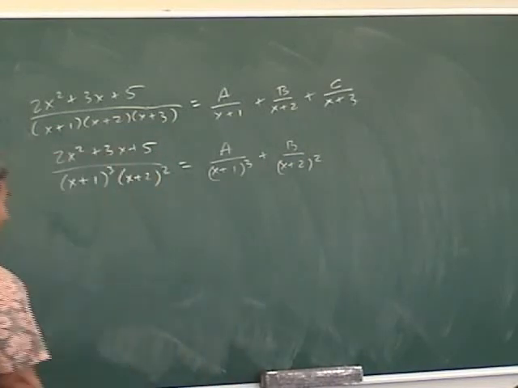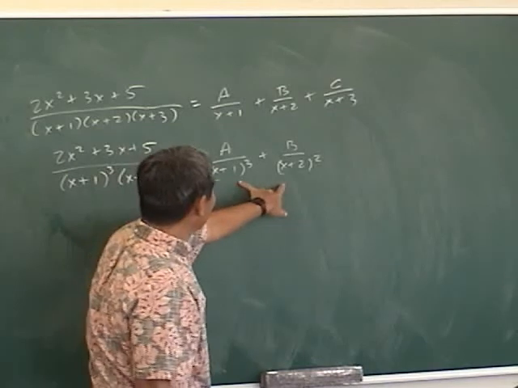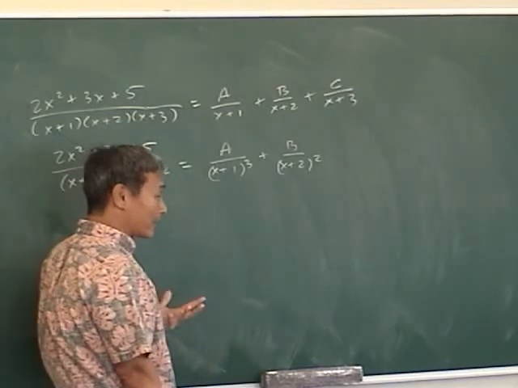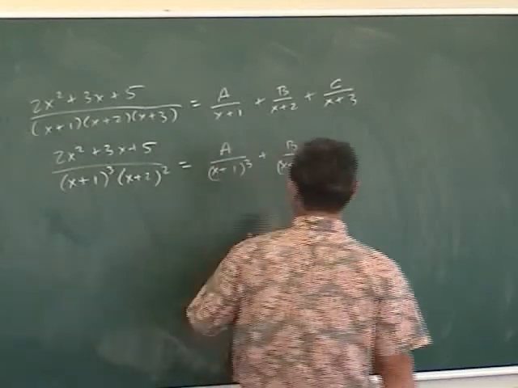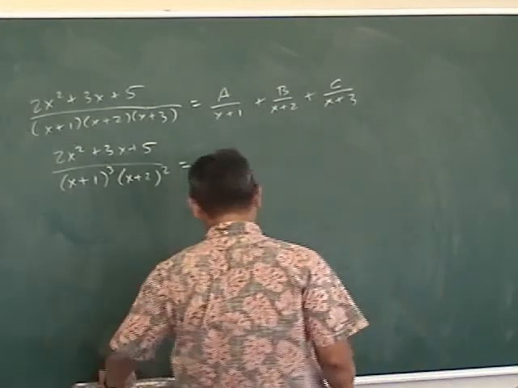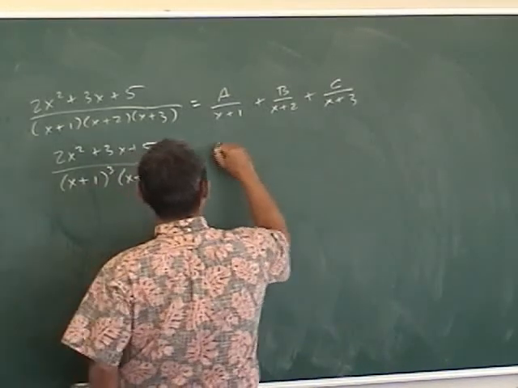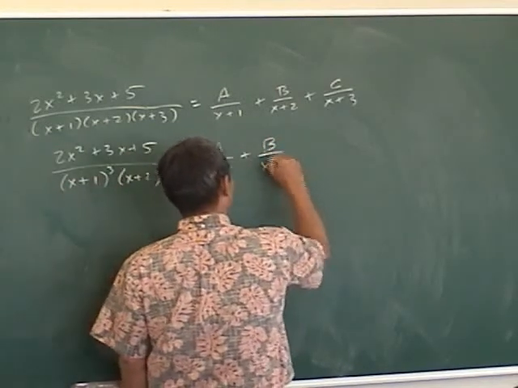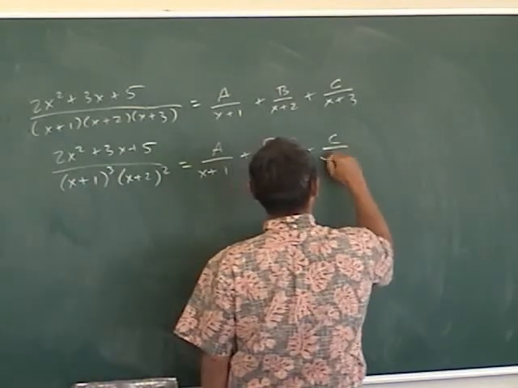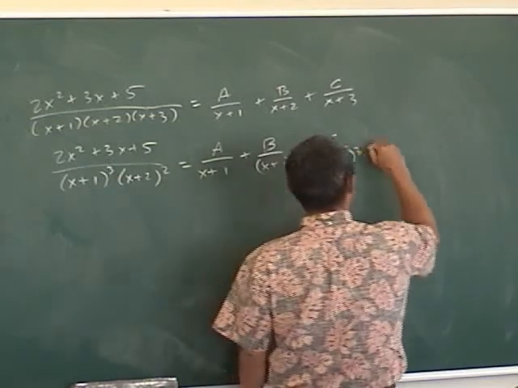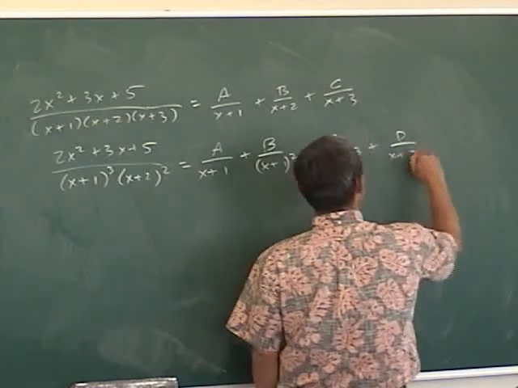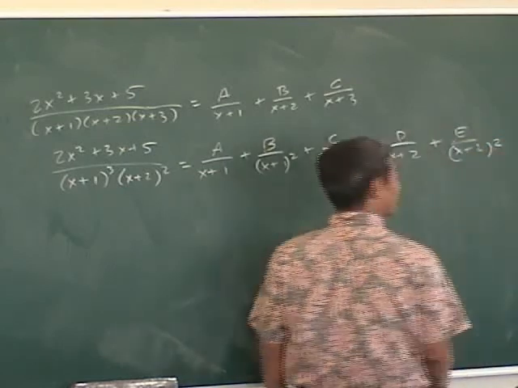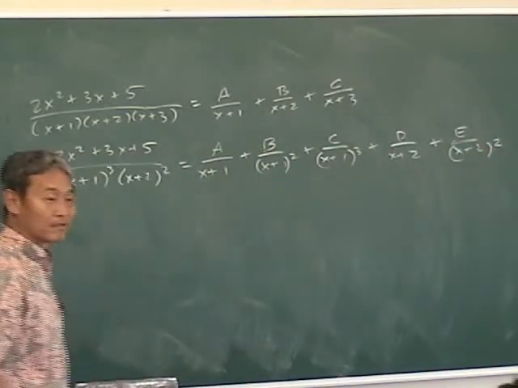Fatal error. Yeah, but Mr. Park, if I add these two fractions together, that's the least common denominator. Yes, I agree, but you're not accounting for all the cases. So that would be a fatal error. So watch what I do. It's something over x plus 1 plus something over x plus 1 squared plus something over x plus 1 cubed plus something over x plus 2 plus something over x plus 2 squared. That's how you set up the problem.